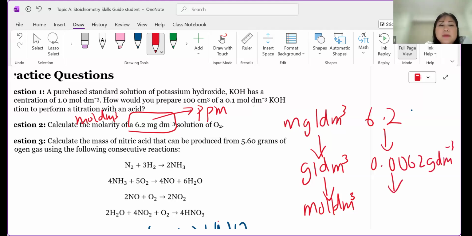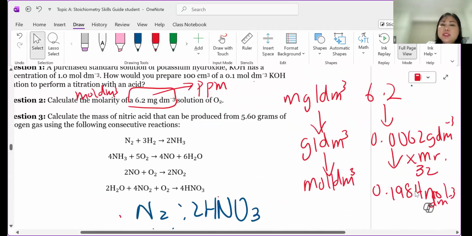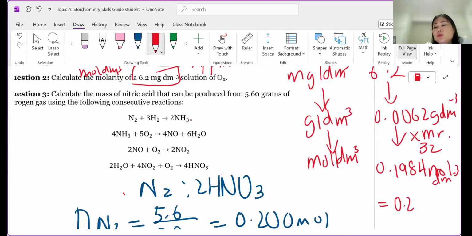And then to change to moles per dm³, we divide by the Mr. So the Mr is oxygen, so it'll be 32. So I'll get about 0.1984 moles per dm³. But if you want to follow SF, and this was 2 SF, following the least SF, you'll get 0.20 moles per dm³.